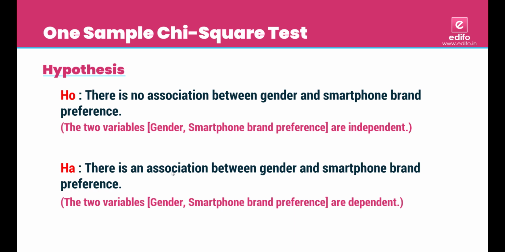After we conduct the chi-square test, if the null hypothesis is accepted, then we can say there is no association. If we reject the null hypothesis, we can say there is an association or relation between gender and smartphone brand preference. These two hypotheses explain the test of independence. That means if we fail to reject the null hypothesis, we can say there is no association between two variables. That means the variables are independent. If we reject the null hypothesis, we can say there is an association between two variables.